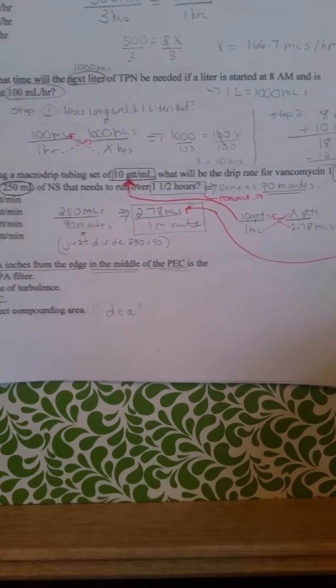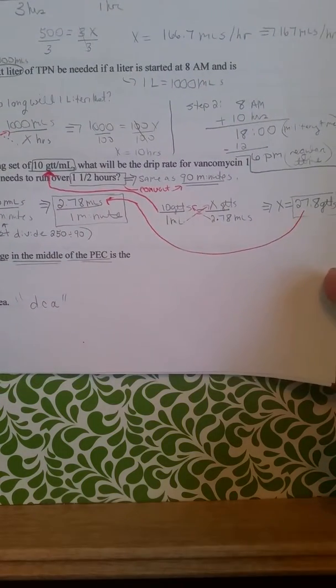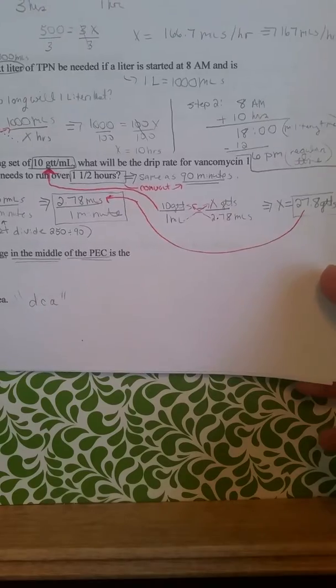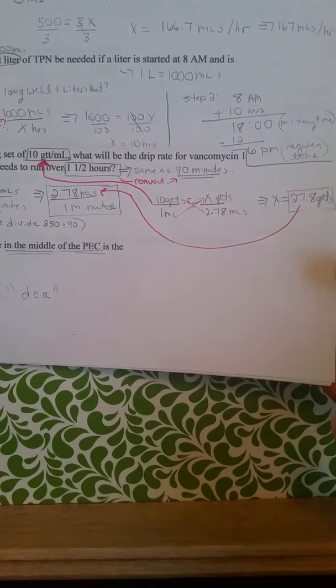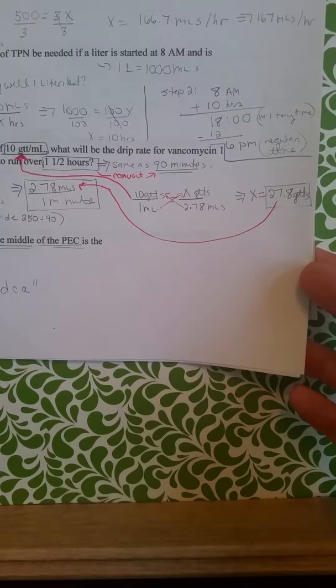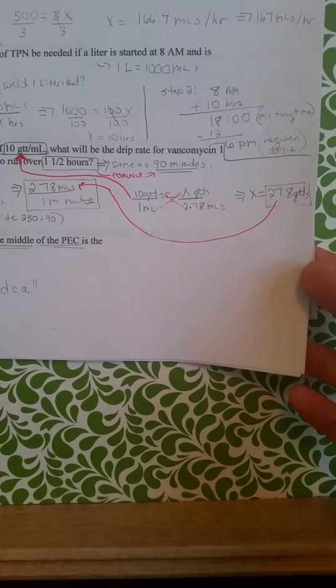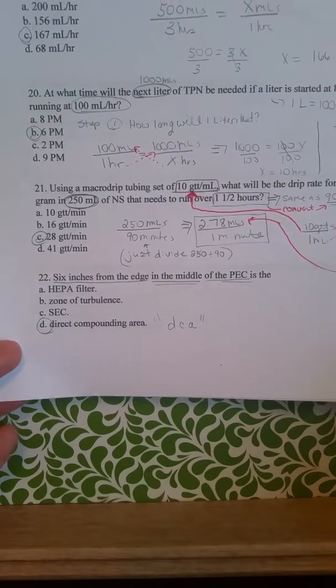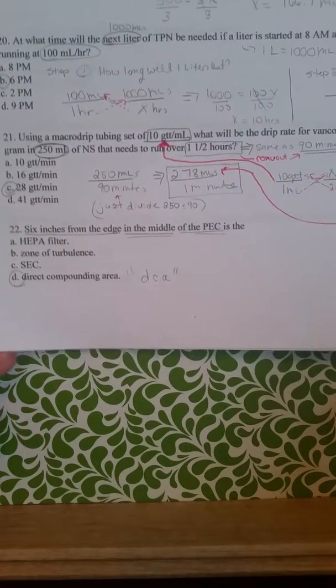If we started at 8 o'clock, add 10 hours, it's going to give us 1,800. That's when the next bag will need to be hung. And if you wanted to convert that into regular time, you just subtract 12, and it's going to be 6 p.m. So there is B, the answer is 6 p.m.